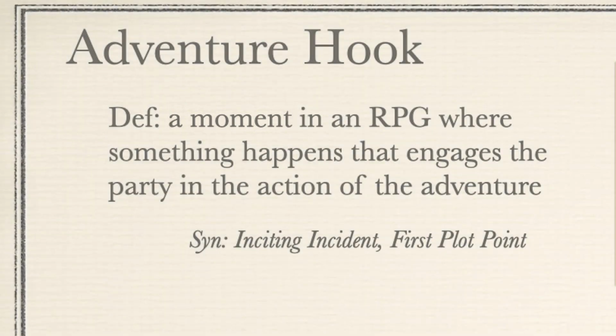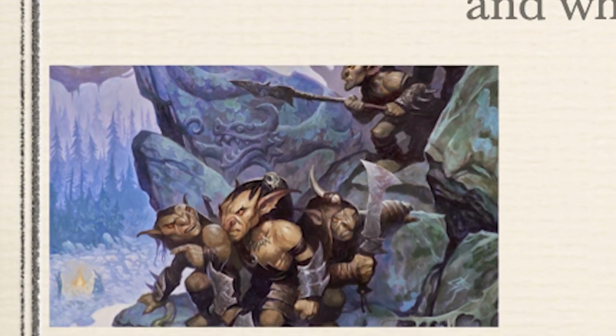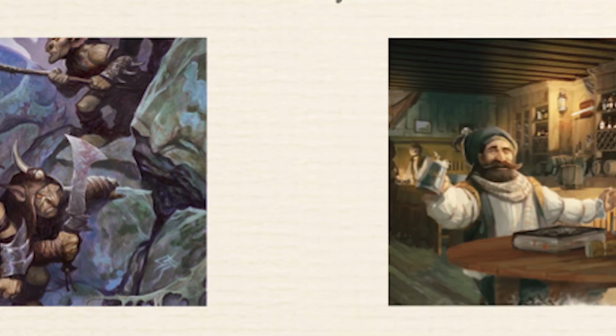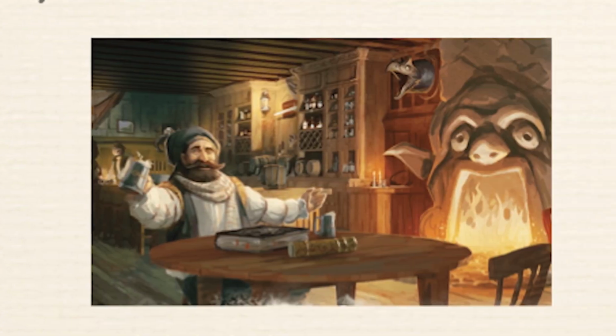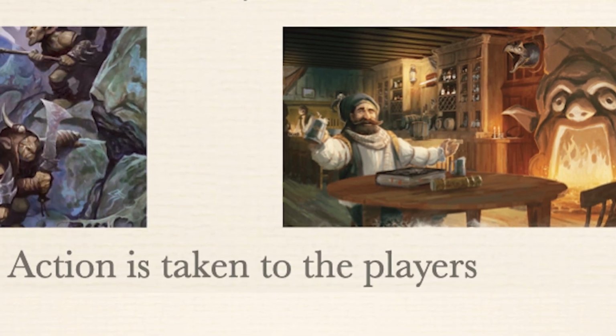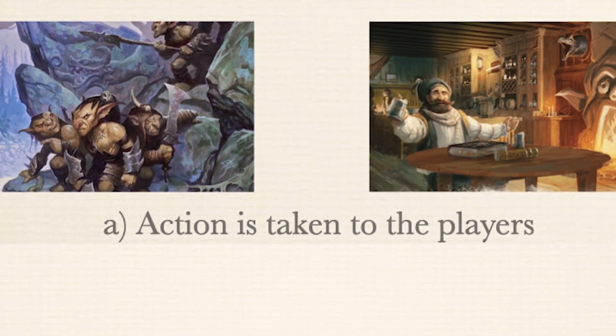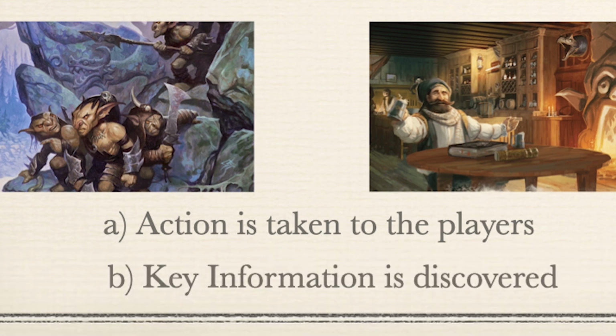Well, it could be dozens of things. Attacked by goblins, like the Lost Mine of Phandelver, asked for help, like in Dragon Heist, or the list goes on. But I think that the easiest way to think about it is either action that is being taken to the players, or key information that the players receive that sets them on their path.